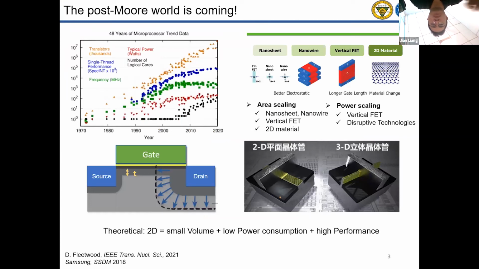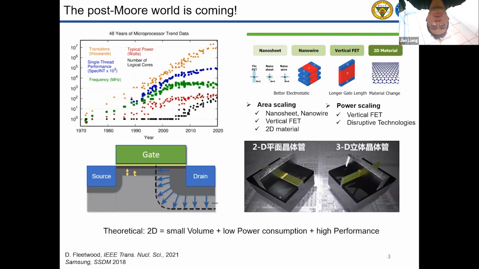Moore has proposed a law. It says that the number of transistors per unit area doubles every 18 months. However, as the transistors get smaller, it will reach a physical limit when the width of the channel is less than a certain value. The function of the transistors is disabled as a tunneling effect occurs.